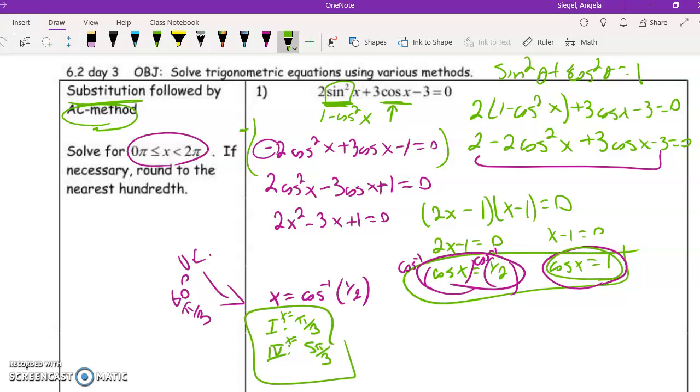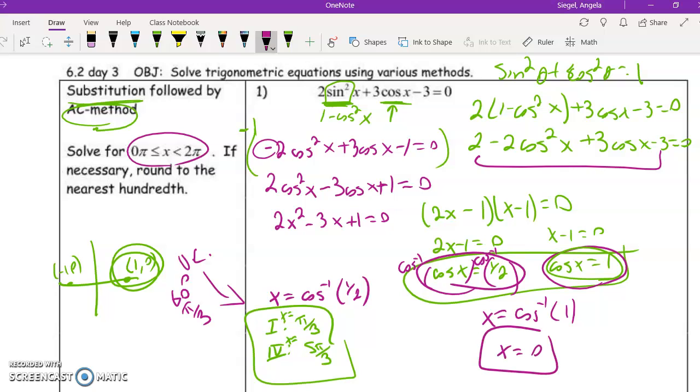Okay, let's come over here. So I like to think about it as a coordinate plane. So I want my x to be 1. That's the only place, because over here it's negative 1. So that's the only place that x equals 1. So when I have x equals cosine inverse of 1, my answer is just going to be x equals 0.